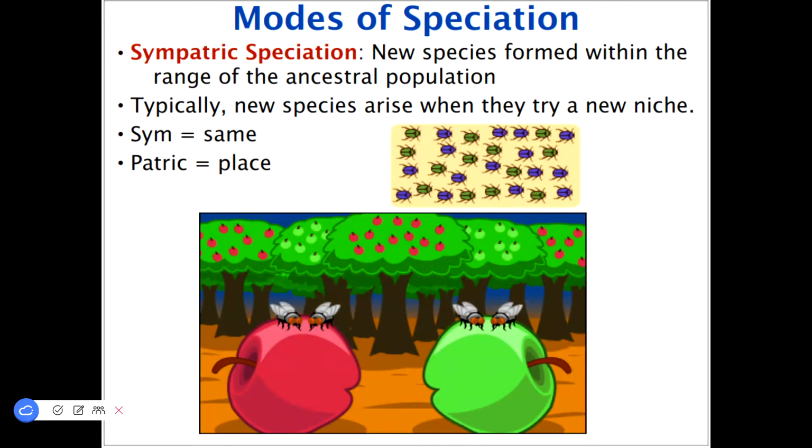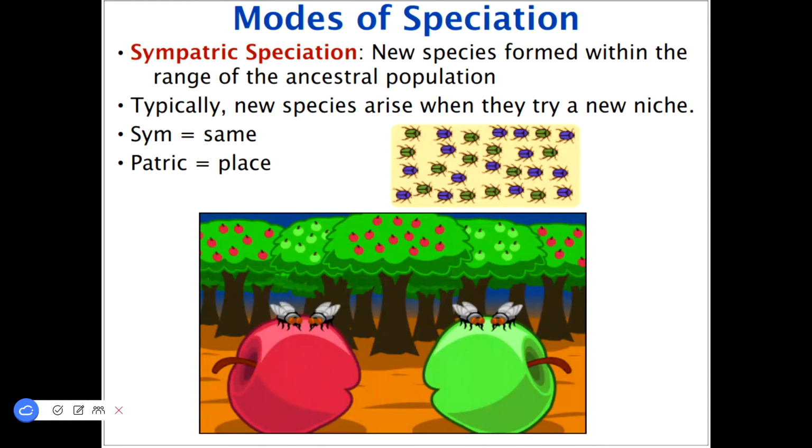And sympatric speciation, which is new species formed within the range of the ancestral population. So we're in the same place the whole time. So sym means same, patric means place. We're in the same place. Typically, new species arise when they find a new niche. So for example, we have green and red apples in our population. I apologize if you're colorblind. This was the best picture I could find.